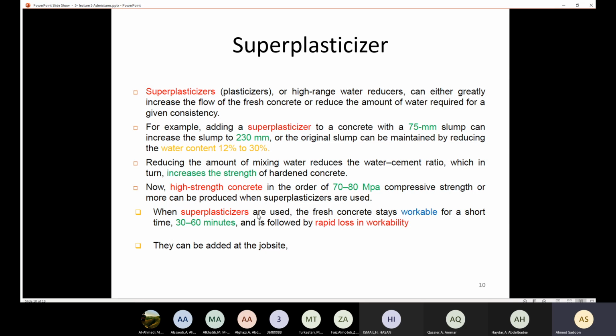When the superplasticizers are used, the fresh concrete stays workable for a short time, between 30 to 60 minutes. So you have this period before rapid loss in workability. So superplasticizer gives you a room between 30 to 60 minutes for good workability, and then you are going to lose that workability. And we can use superplasticizer at the job sites.